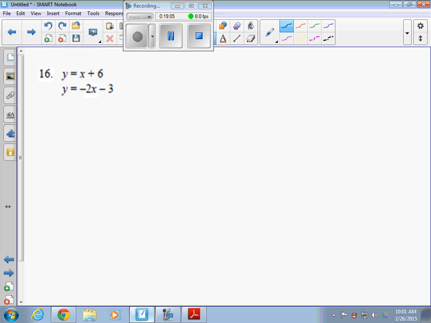Again, the same thing. Y equals x plus 6. Y equals negative 2x minus 3. In place of y, we can substitute that in. So x plus 6 equals negative 2x minus 3. Add 2x to both sides. 3x equals, subtract 6 on both sides, negative 9. Divide by 3 on both sides. X equals negative 3. There's your x value.